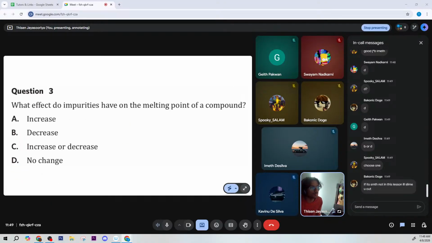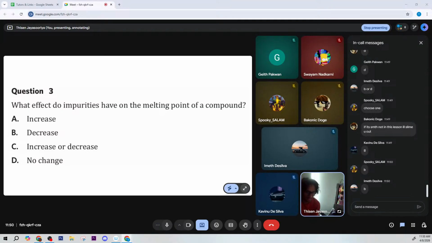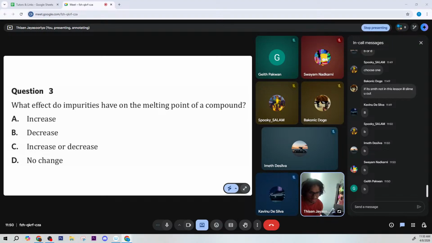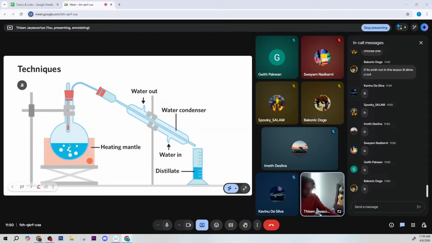What effects do impurities have on the melting point of a compound? Increase, decrease, or no change. So we have B's. Anyone else saying B? Anyone else? Oh, the answer's D. No, I'm kidding. The answer's B. So here, the answer option is B.